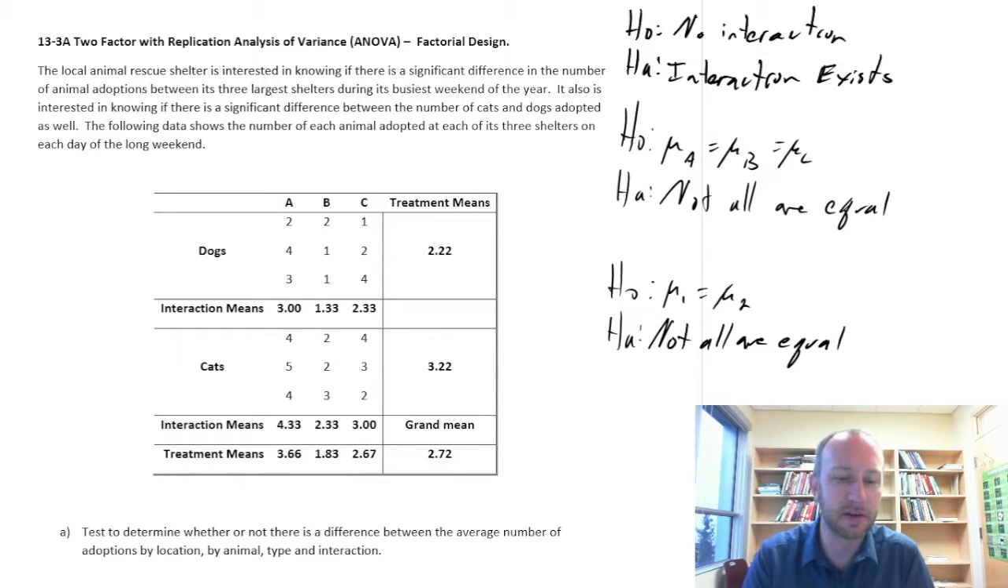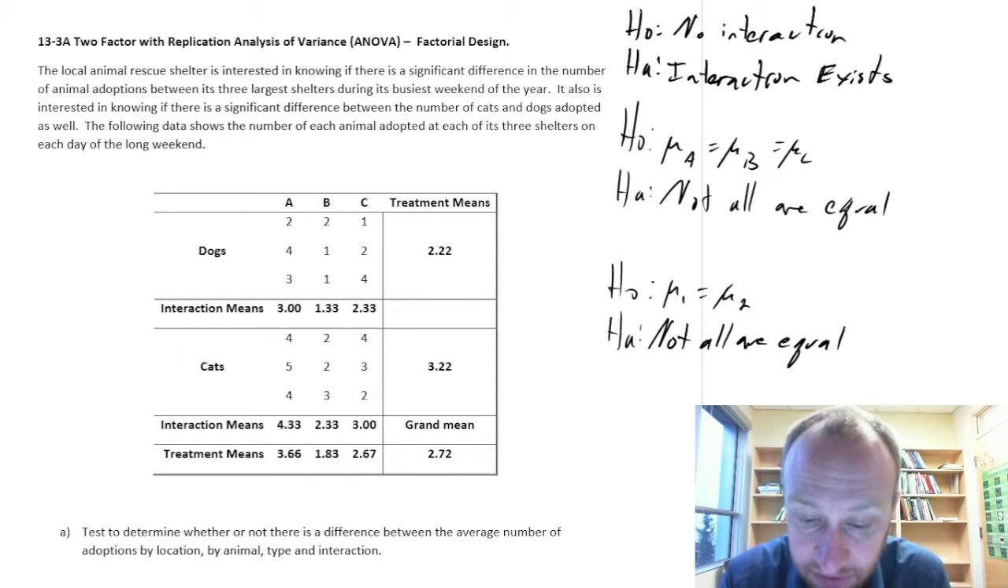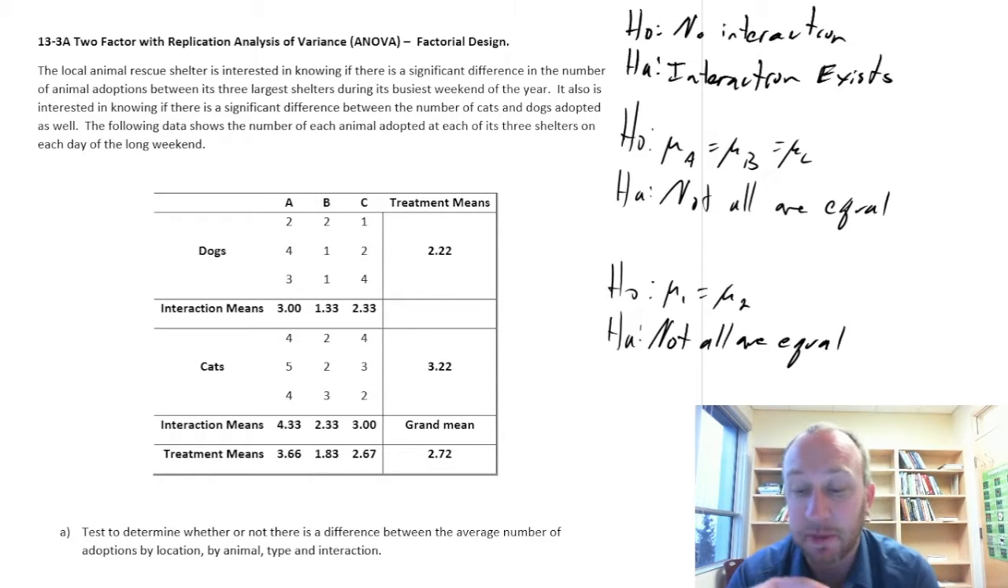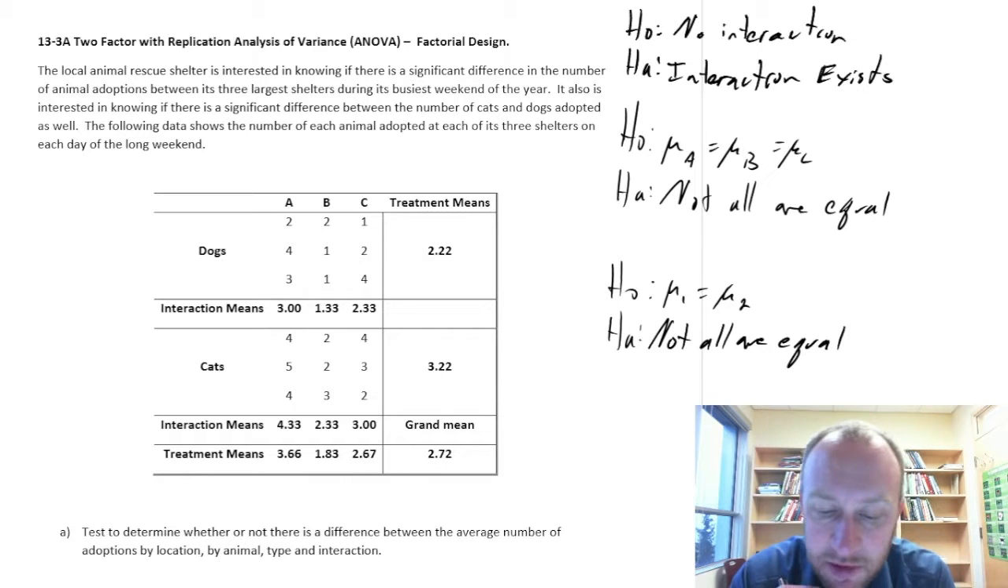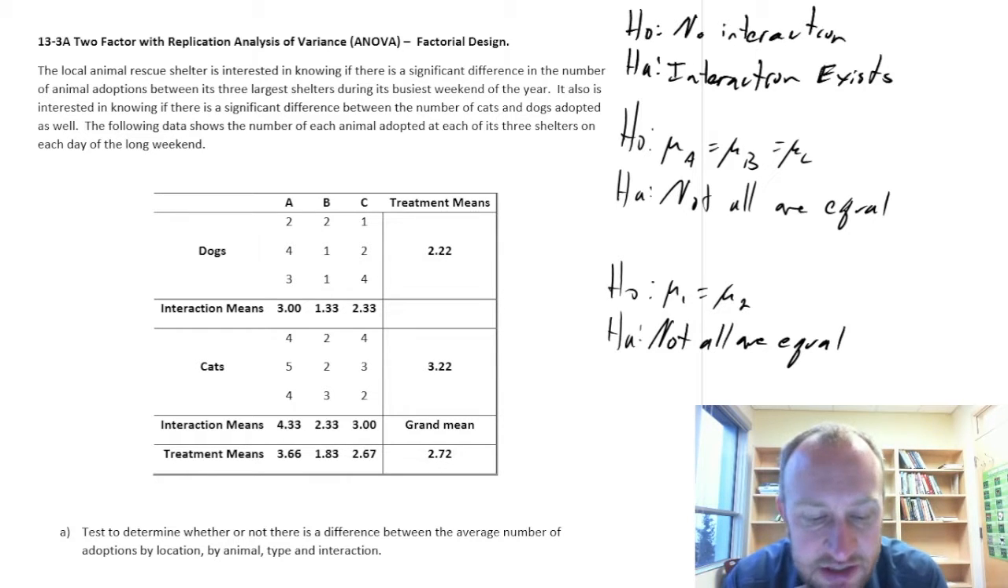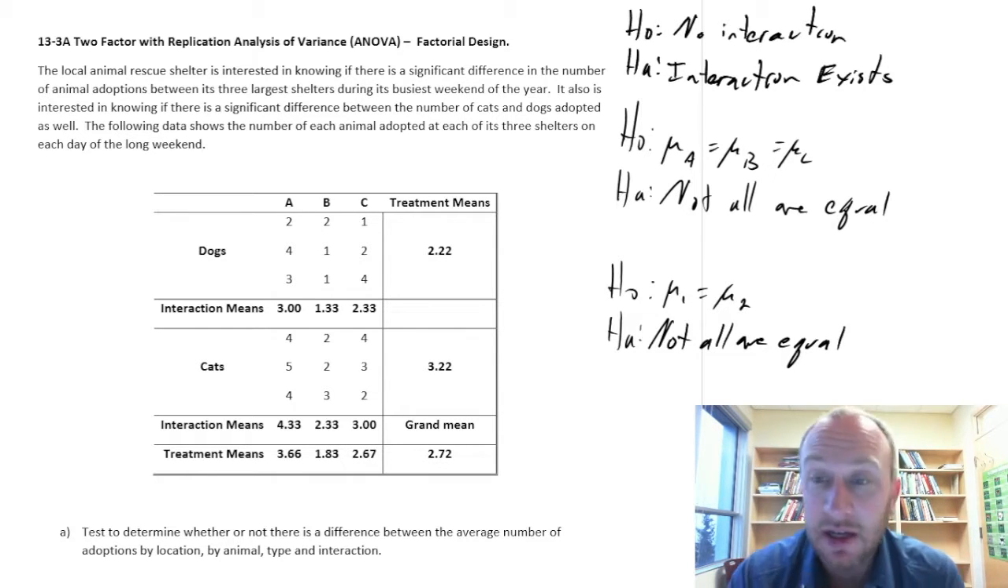So here we're looking at a local animal rescue shelter that is interested in knowing if there is a significant difference in the number of animal adoptions between its 3 largest shelters during its busiest weekend of the year. It is also interested in knowing if there is a significant difference in the number of cats and dogs adopted as well. The following data shows the number of each animal adopted at each of its 3 shelters on each day of a long weekend.